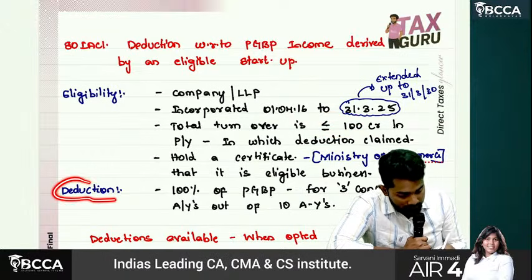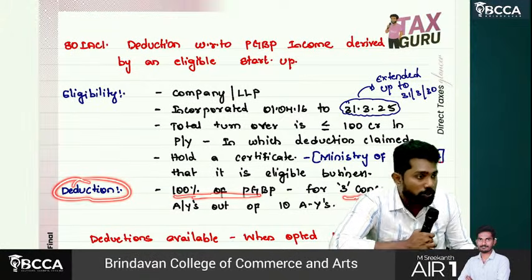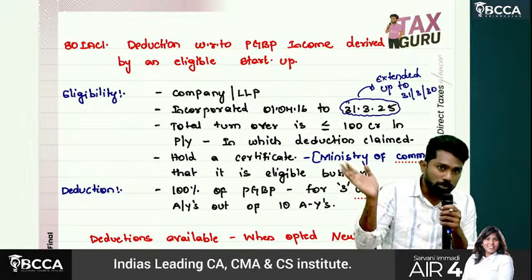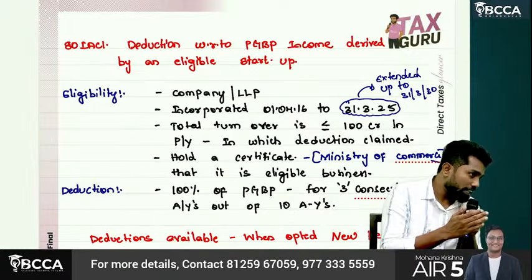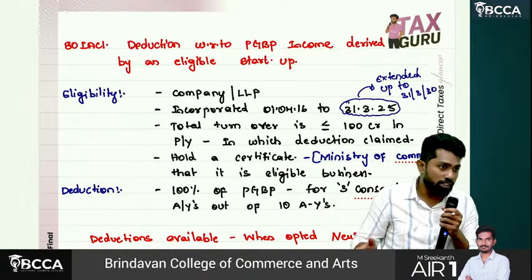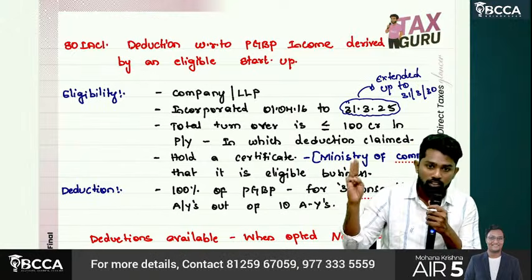Then how much is the deduction available, sir? 100% of their profits for 3 consecutive years out of 10 years. Sir, they may claim 8, 9, 10. They may claim 5, 6, 7. But out of the 10 years, they should claim 3 years consecutively. It's not like they'll claim the 3rd year, and again the 7th year, and again the 9th year. They have to claim the 3 years consecutively.